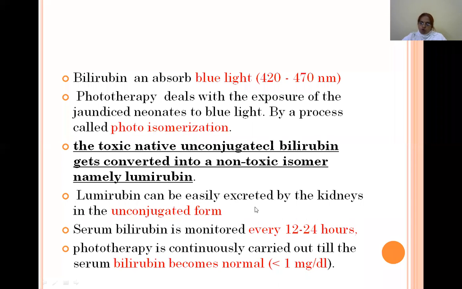Serum bilirubin should be monitored every 12 to 24 hours in neonates, and phototherapy is continuously carried out until the serum bilirubin level becomes normal, that is, below 1 milligram per deciliter.